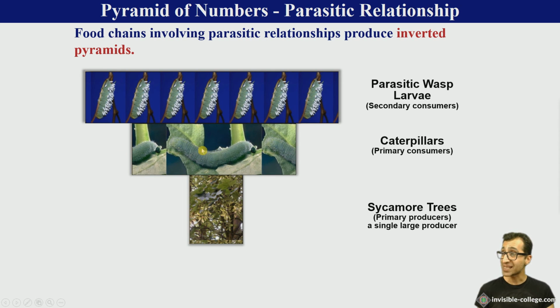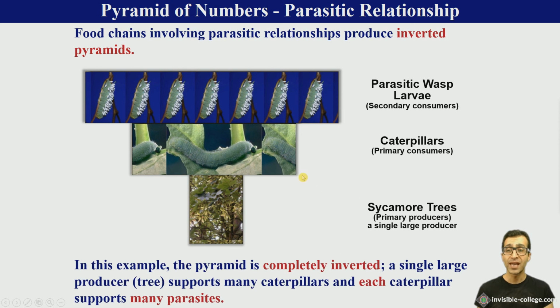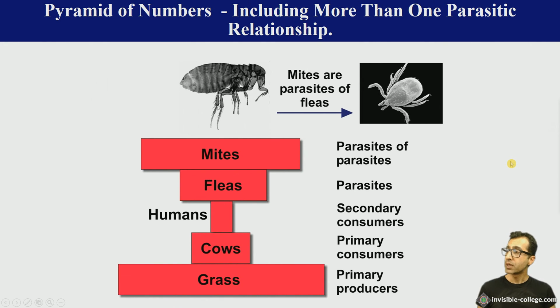And so each caterpillar, though, is parasitized by parasitic wasps or larvae. Because for each caterpillar there are many parasitic wasps, there are larger numbers of the parasites than there are of the hosts. This is why we get this inverted pyramid of numbers in this parasitic case. So in this example, it's completely inverted. A large single producer supports many caterpillars, and each caterpillar supports many parasites.